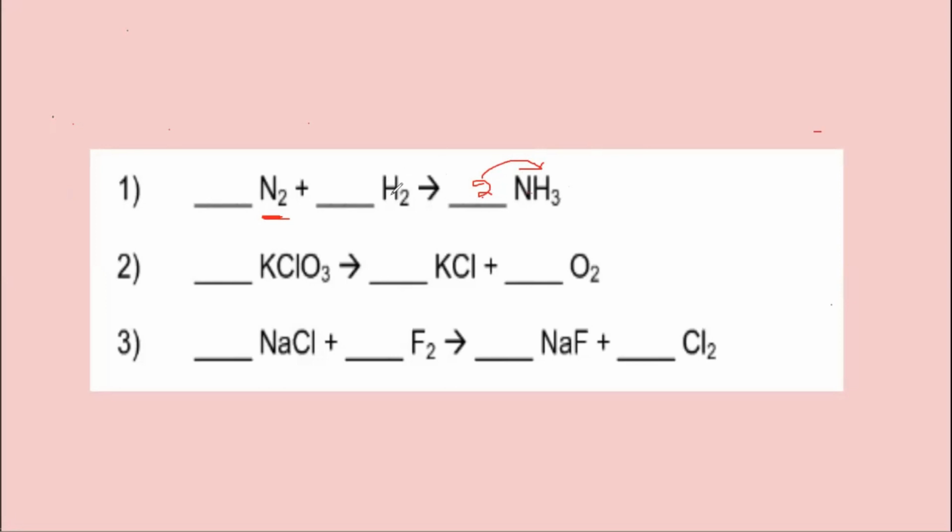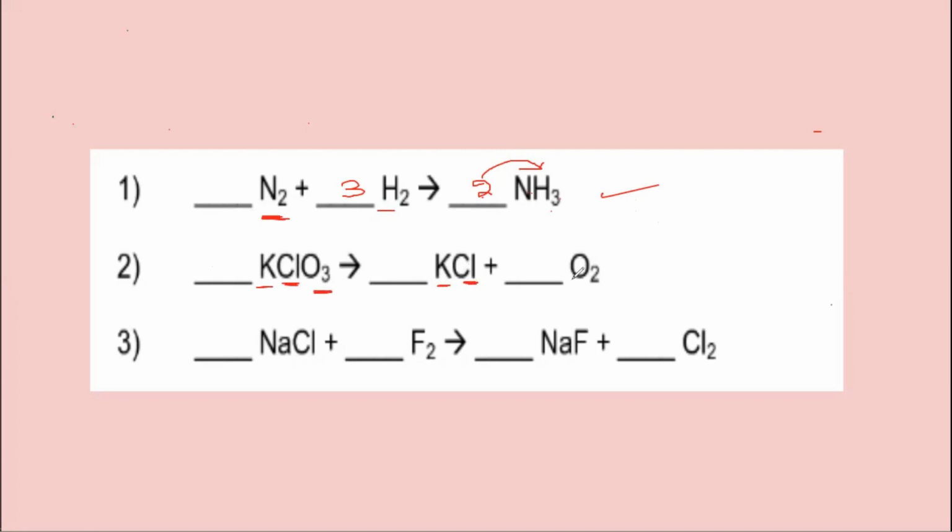Can't I make this hydrogen 6? Yes, I can. How? By writing 3 here. So the balanced equation now is N2 plus 3H2 gives 2NH3. So this equation is balanced now. Number 2 equation: 1 K, 1 K, potassium is balanced. 1 Cl, 1 Cl, Cl is balanced.